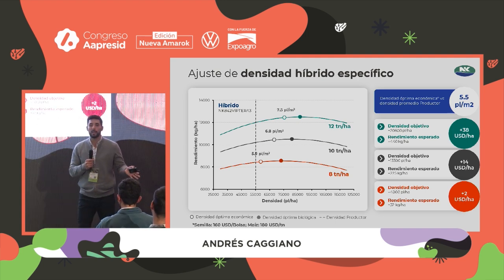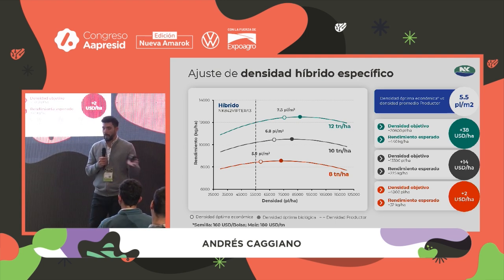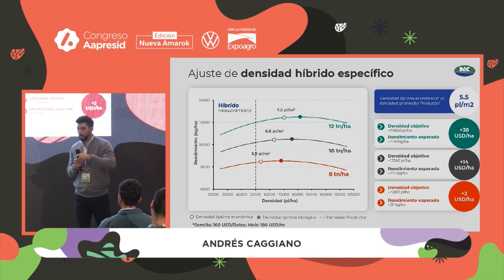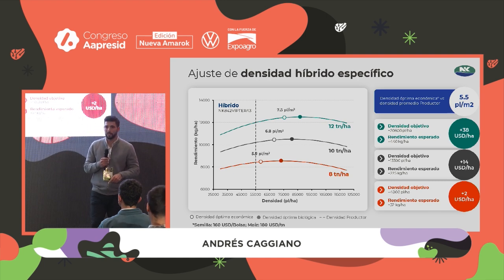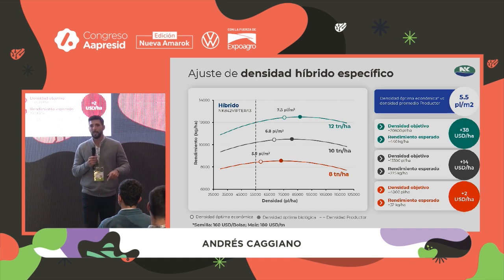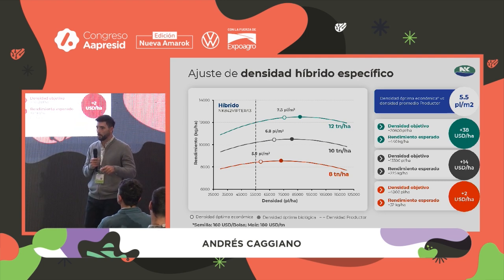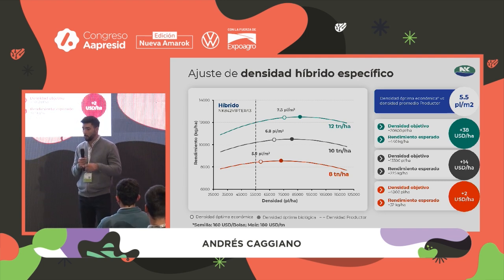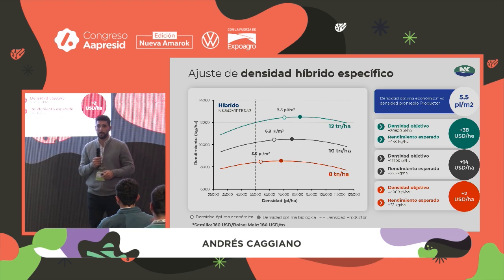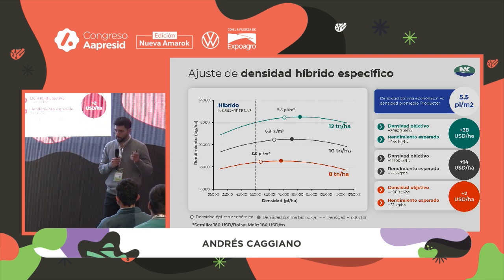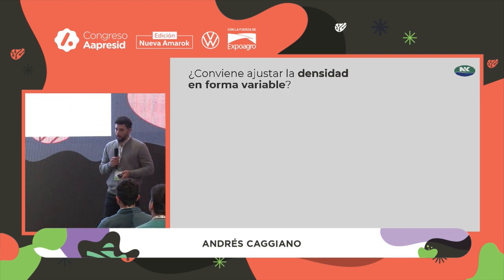We have another scenario where the producer is using 55,000 plants per hectare. For the lower environment or scenario, they are close enough. But for different scenarios, without knowing the response they will get from the hybrid product, the cost in excess will be $38 per hectare.